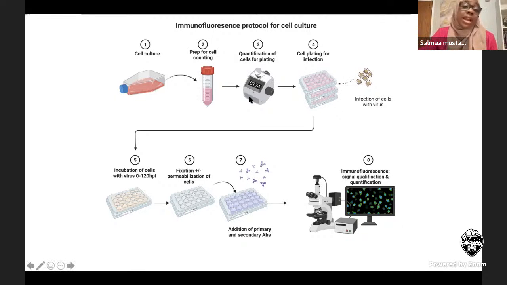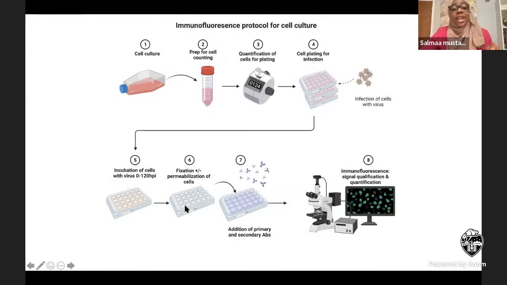So after counting the number of cells, then you plate the cells in different wells. It depends on what kind of assay you're trying to do. You can use 24 wells, you can use 2 wells, which I will also show the protocol for. So after plating the cells within the wells, you infect the cells with your virus. You incubate for however long, depending on the virus that you're working with. And then the next step is kind of critical, okay?